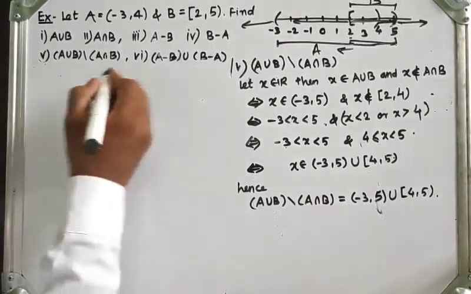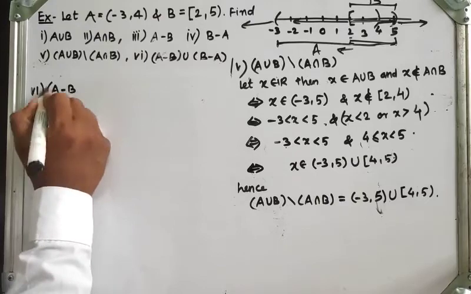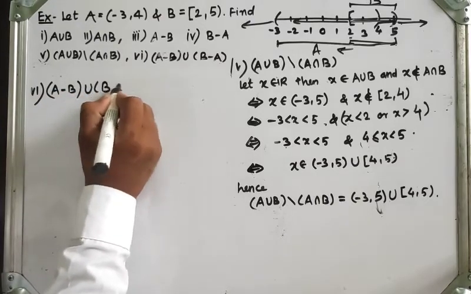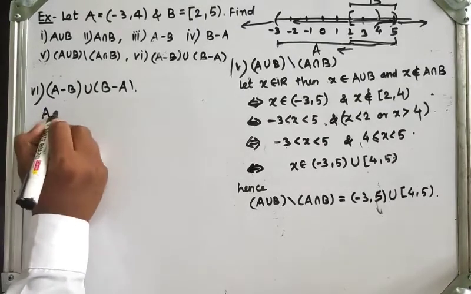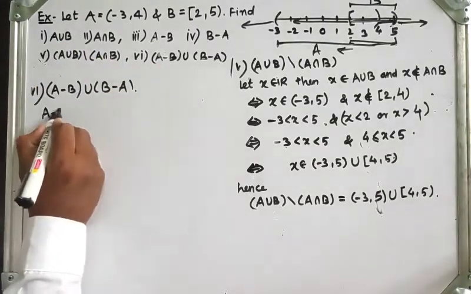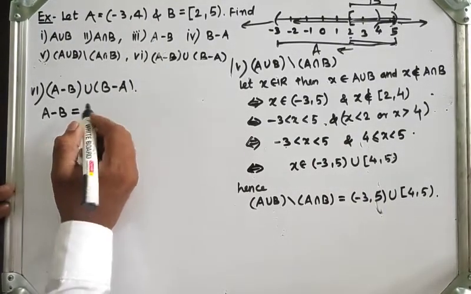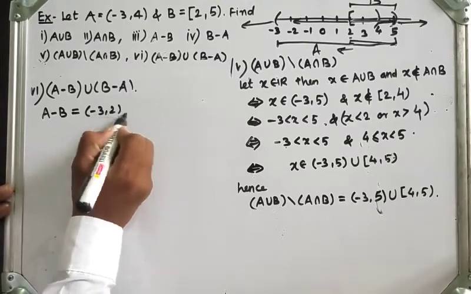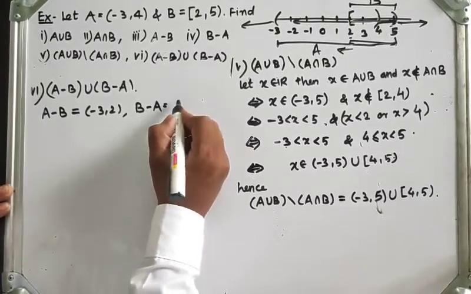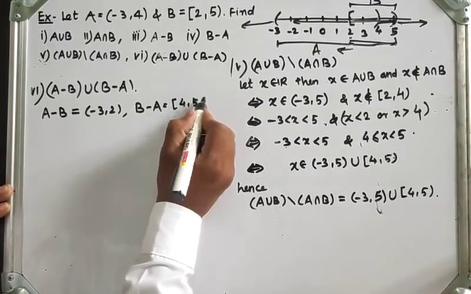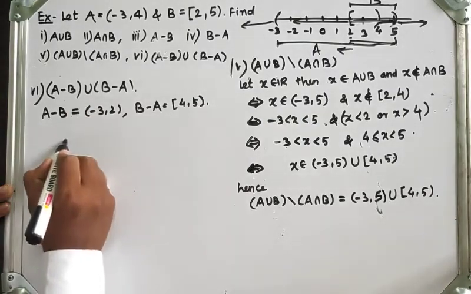So the last part, the last example: we have to find A minus B union B minus A. We have to find the third example, A minus B. So what is A minus B? A minus B is the interval minus 3 to 2 and B minus A is the interval 4 to 5, open interval. Then their union. So what is it on the real line?